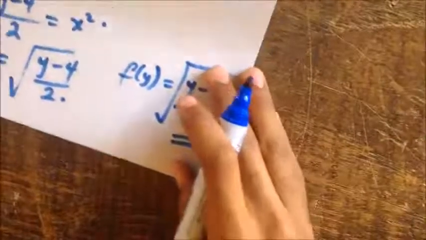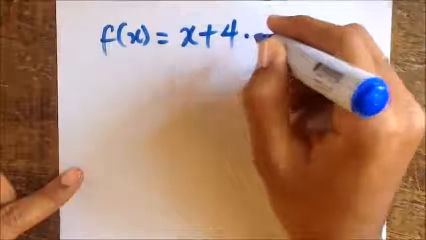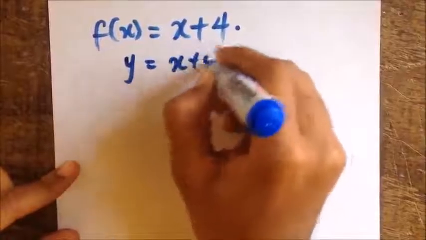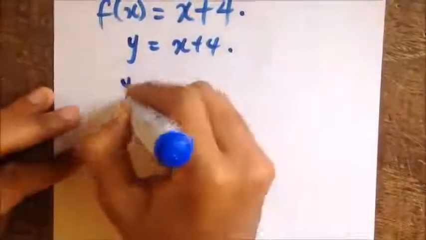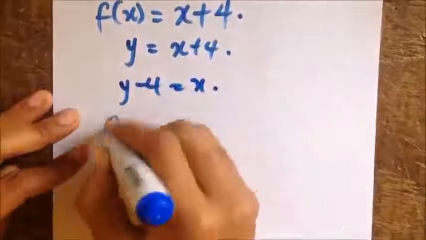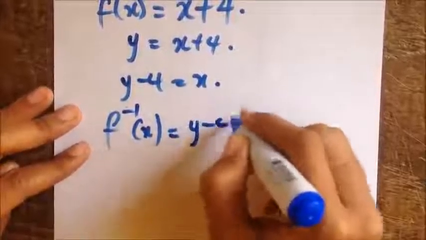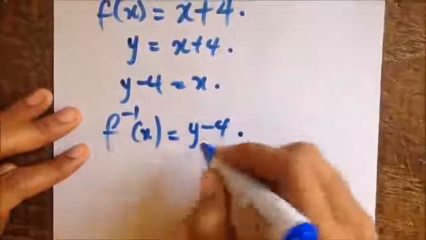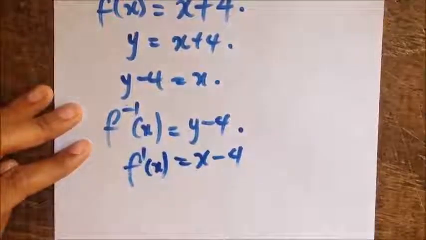For another example, the next example, if we have f of x is equal to x plus 4, the inverse of this function, if we say y is equal to x plus 4, we try to make x the subject of the formula. So this inverse is very straightforward. If I just cross it over, this is y minus 4 equals x. So f inverse of x is equal to y minus 4. If I replace this with my x, this is just x minus 4. So this is the inverse of f of x.